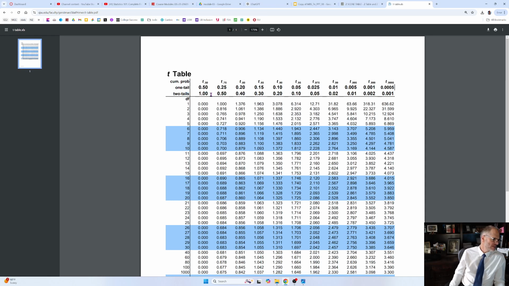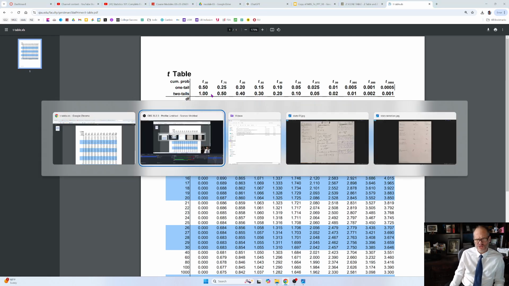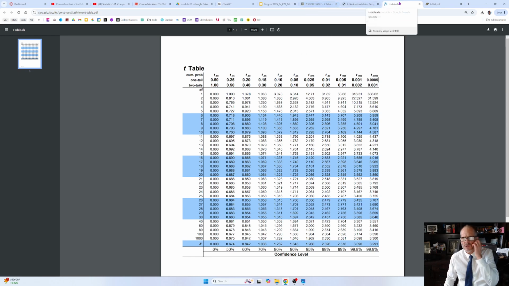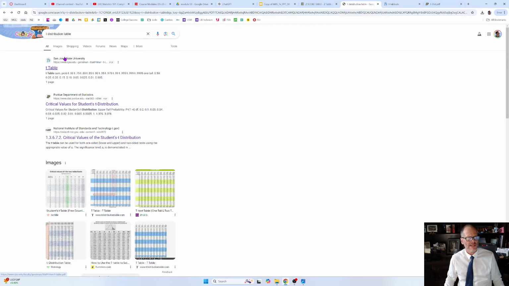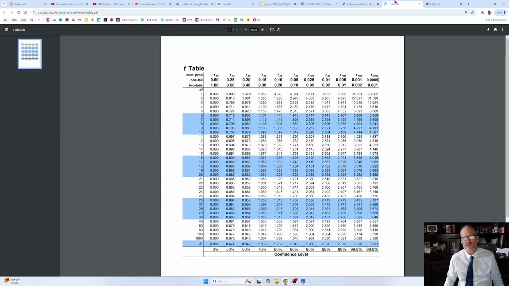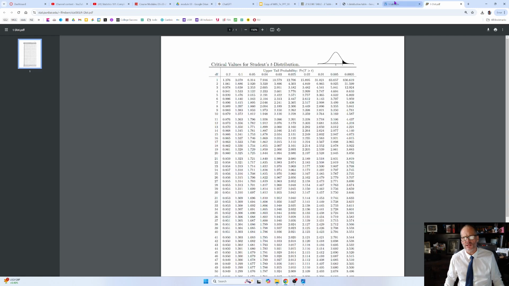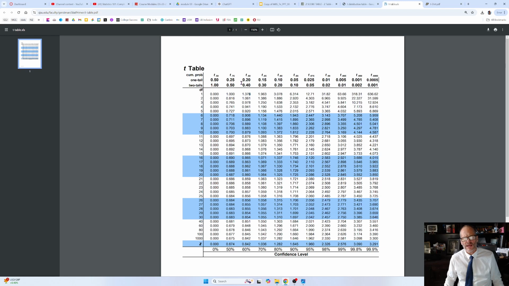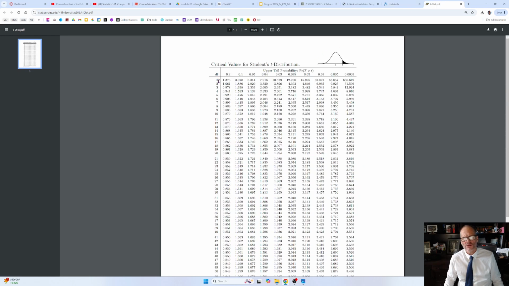And then the textbook has its own version. I'm just going to compare this to the textbook. Hold on. All right, so we had the resources, San Jose and then Purdue, and this is what San Jose looked like, and this is what Purdue looked like. And if you look at when we're dealing with one tail and one degree of freedom, and the tail has 20% of the data, that's 1.376. So 1 degree of freedom, 20% of the data, 0.2 is 1.376.